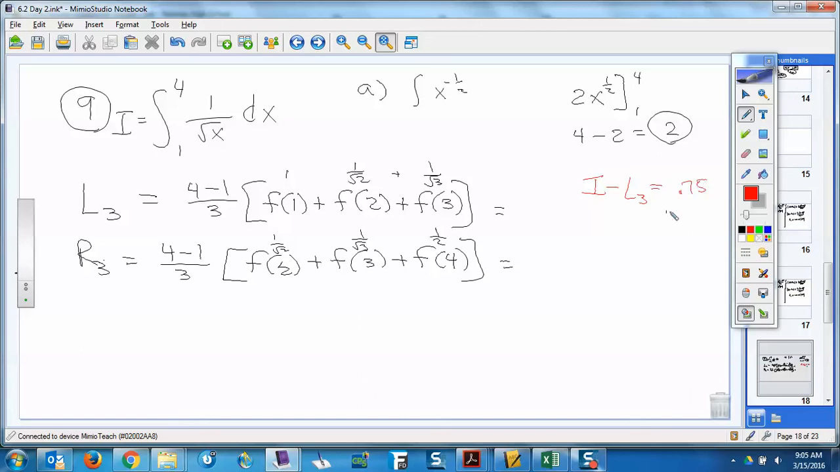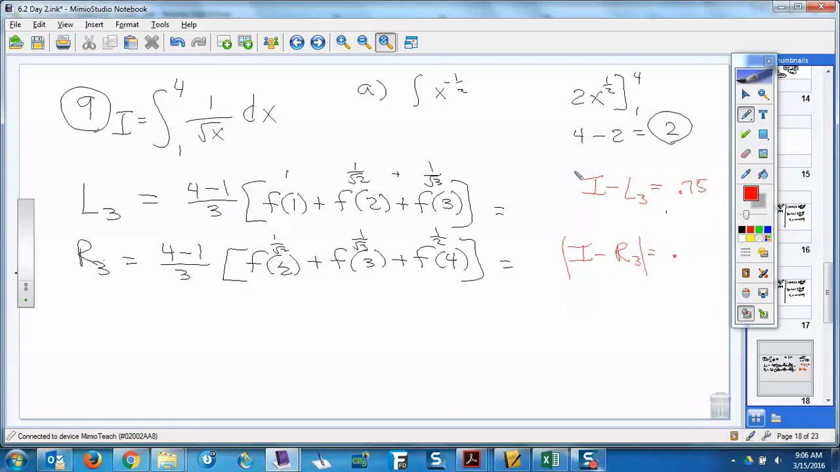0.75. 0.75? Yeah, and then that's 2 minus 1.863. Which would be, what was the 0.75? That was I minus L3. Gotcha. So what's I minus R3? 2 minus 1.863. I never calculated it. Okay. So that's a lot smaller, isn't it? So what is that?